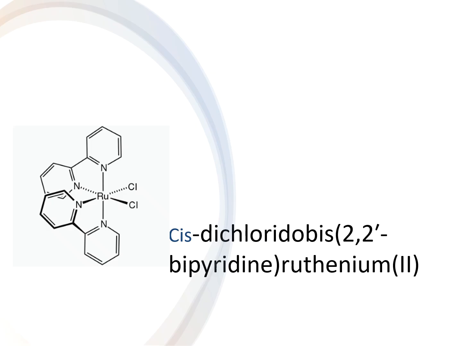Now the ruthenium has an oxidation state of 2 because it has lost 2 electrons. And now the only thing left is the bipyridine. The bipyridine's prefix is bi because it has two pyridine molecules.